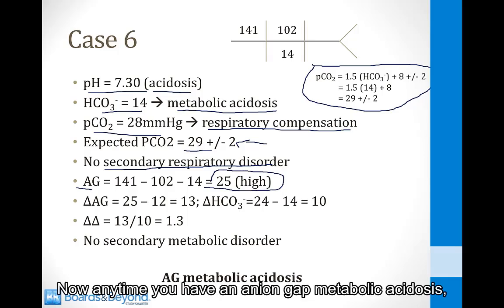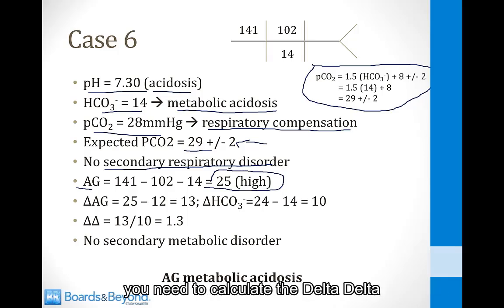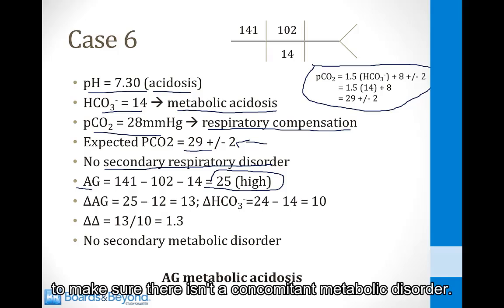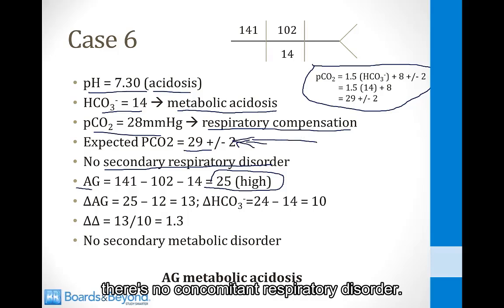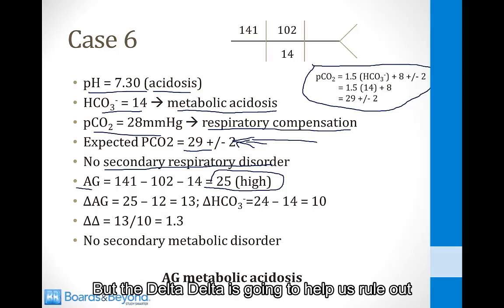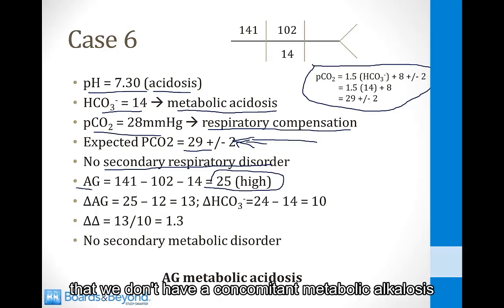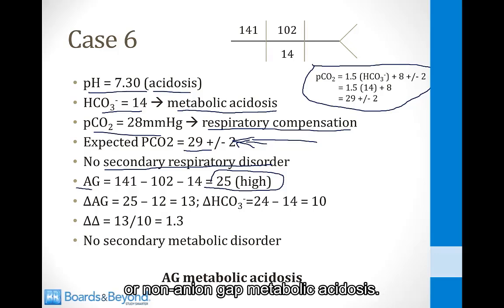Now, anytime you have an anion gap metabolic acidosis, you need to calculate the delta-delta to make sure there isn't a concomitant metabolic disorder. The Winter's formula tells you there's no concomitant respiratory disorder. That's what we've done up here. But the delta-delta is going to help us rule out that we don't have a concomitant metabolic alkalosis or non-anion gap metabolic acidosis. So let's calculate the delta-delta ratio.